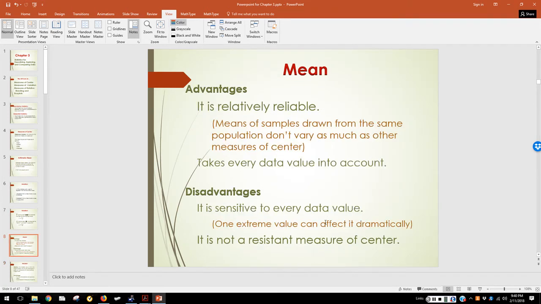There are some advantages to the mean. The mean is relatively reliable. The means of samples drawn from the same population don't tend to vary as much as other measures of center. It does take every data value into account. However, because of that, that is one of the sources of its disadvantage, because it is sensitive to every data value. One extreme data value can affect it dramatically. So we say that it is not a resistant measure of center.